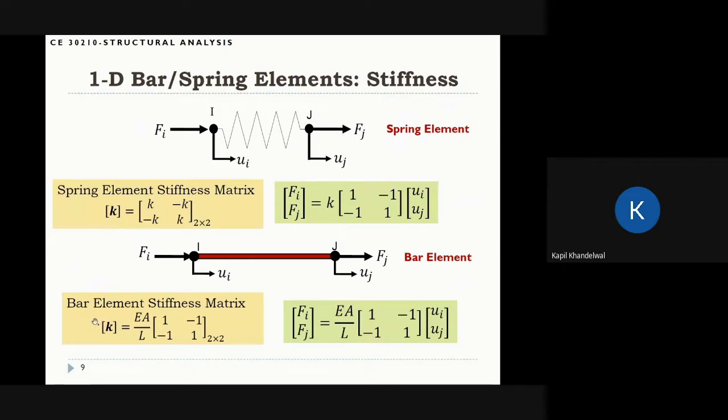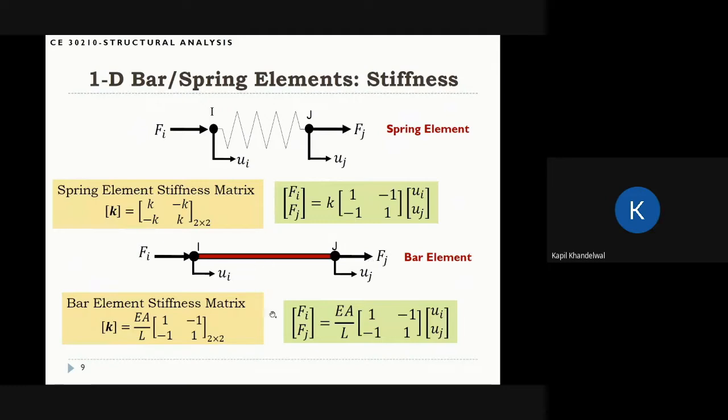And similarly, for the bar element, the stiffness matrix we derived was EA by L times this 2x2 matrix of 1 and -1. You can see that the stiffness matrices of the spring and bar element are very similar. If you take K equal to EA by L, the spring member becomes a bar member. So mathematically speaking, spring and bar members are the same, depending on how you think about K.